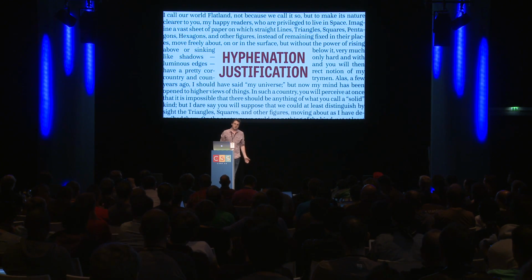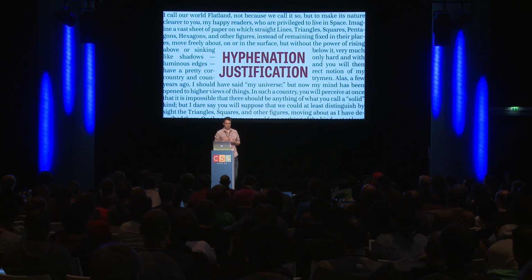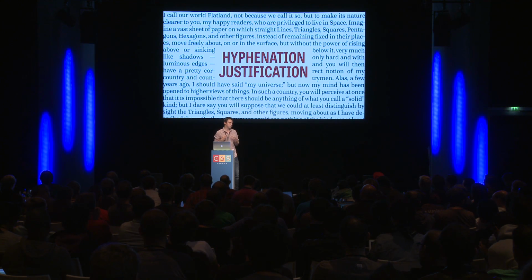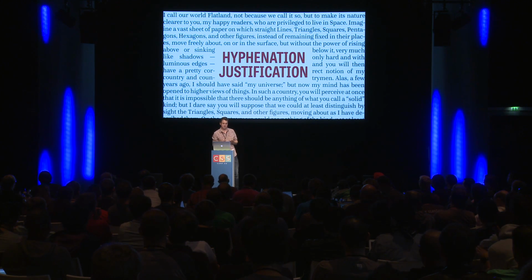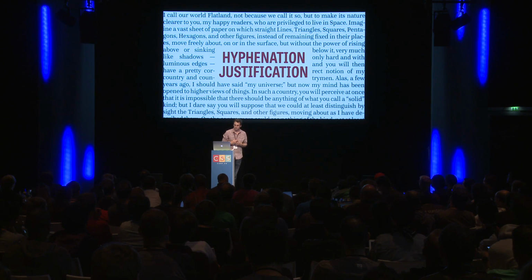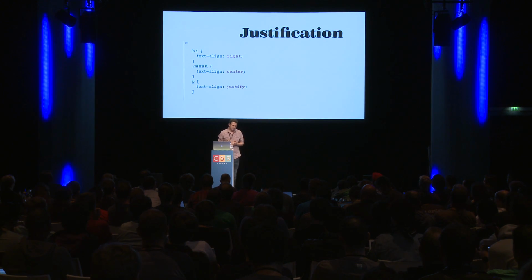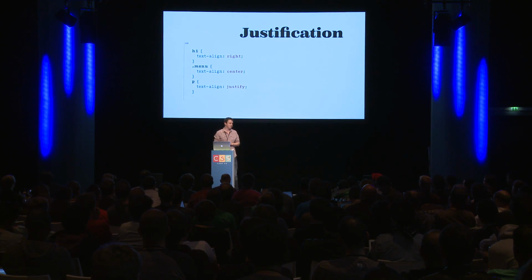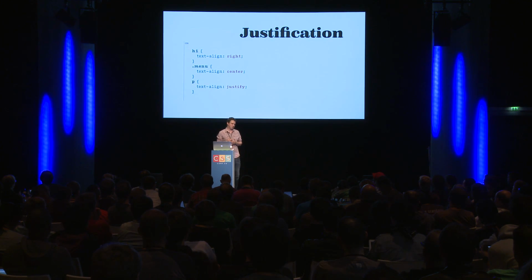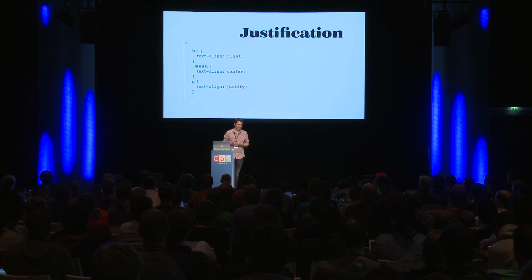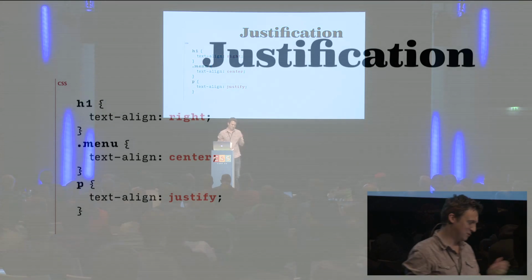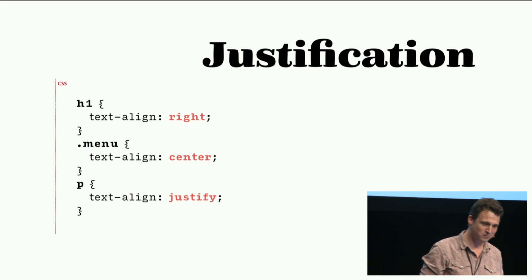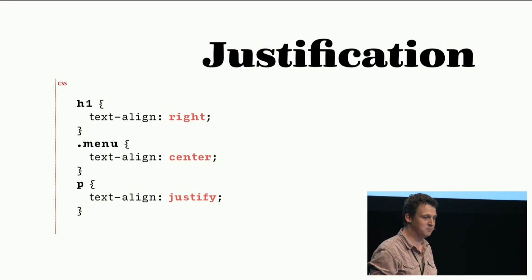Now, I just talked about the spacing between characters, and I want to move on to talking about the spacing between words, which is where hyphenation and justification come in. Justification has been supported for a very long time in CSS. I'm sure you're all familiar with the text-align property. You can align things right, center, and you can justify things. And this works in every browser.